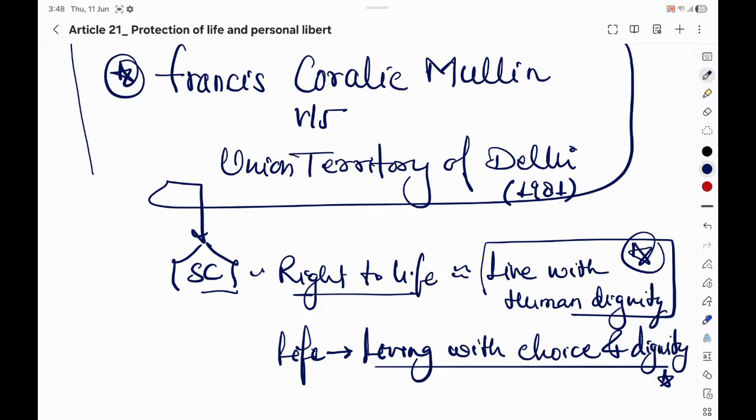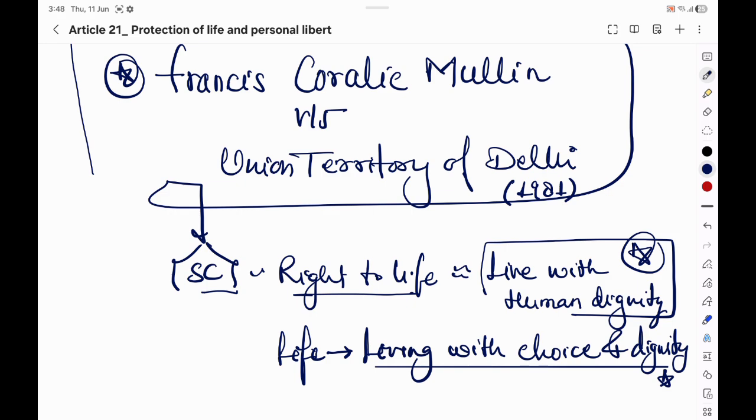So the Supreme Court delivered a landmark judgment. It said that the right to life is not mere animal existence. It is basically a life with human dignity. That is, it includes all those aspects of life that make a person's life meaningful, complete, and dignified. So human dignity is part of what?